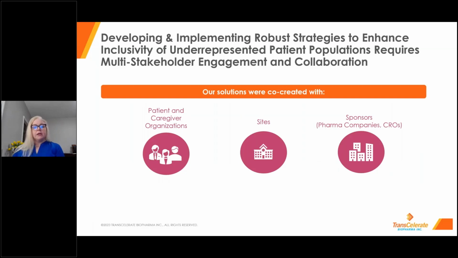TransCelerate leverages our position as a facilitator of cross-industry knowledge and data sharing, as well as our existing assets to develop solutions that become tools and resources for improving diversification of participants in clinical trials. The diversity team collaborated with multiple stakeholders to develop opportunities for sponsors and sites to improve the patient experience by enabling participant choice throughout the clinical journey. Using feedback from these stakeholders, the team developed an integrated approach to personalizing the clinical trial experience for patients across diverse populations and multicultural audiences. May I have the next slide, please?